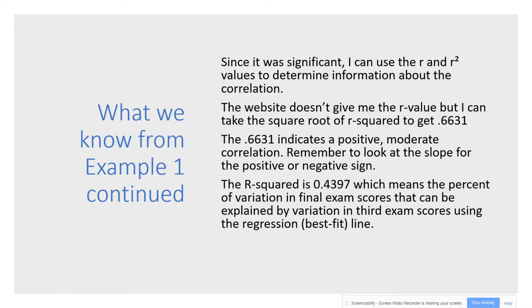Remember to look at the sign of the slope for positive and negative, because when you take the square root, it would lose the negative. So just make sure you have that. The r squared is 0.4397, which means that 43% of the variation in the final exam scores can be explained by the variation in the third exam scores using the regression line. And that's regression.